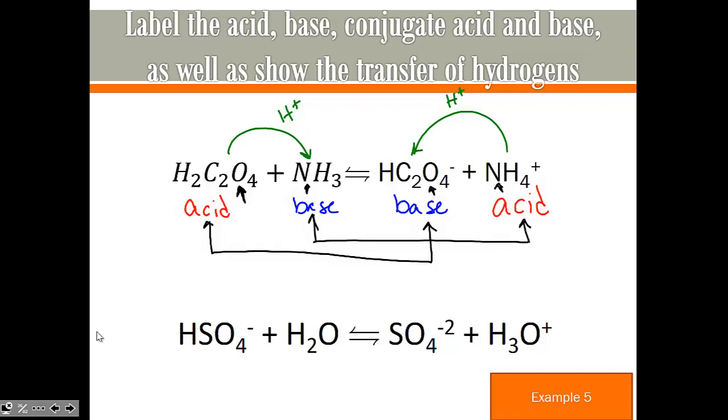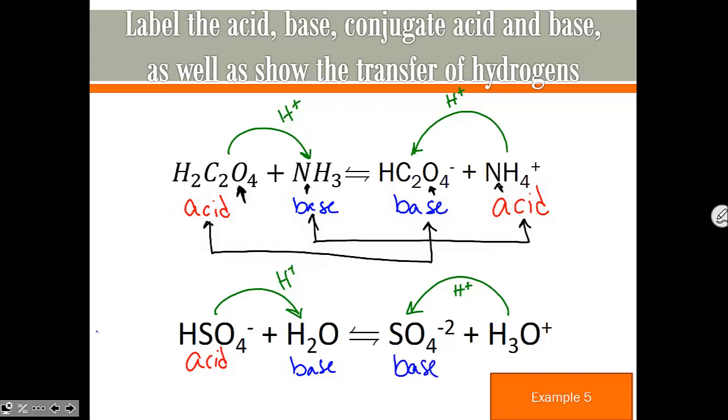When bisulfate becomes a sulfate, it donates a hydrogen ion to water. So water, being a proton acceptor, is acting as a base. And bisulfate, donating that proton, is acting as an acid. In order for sulfate to go back to being bisulfate, it would have to accept a proton from the hydronium ion. Therefore, by accepting a proton, it's acting as a base. The hydronium ion donating that proton is acting as an acid.